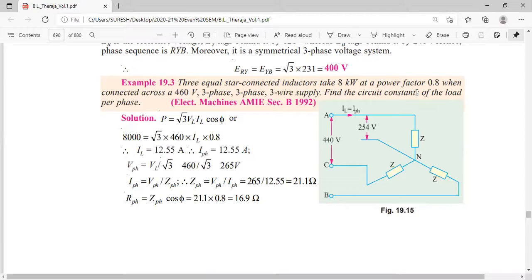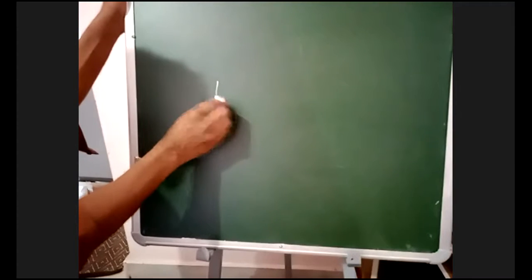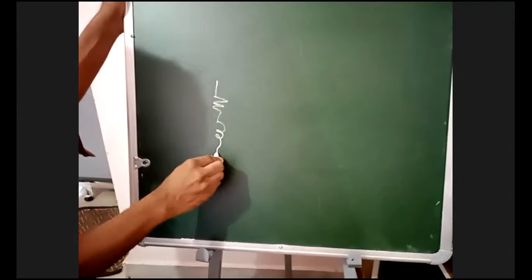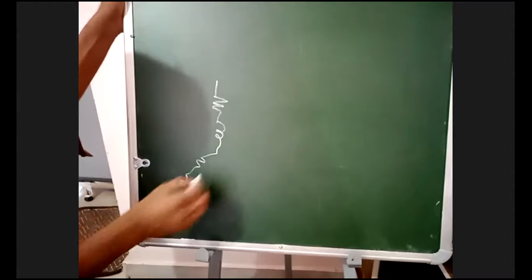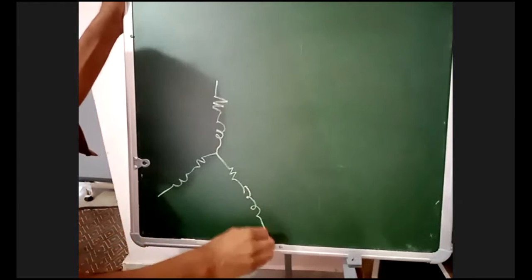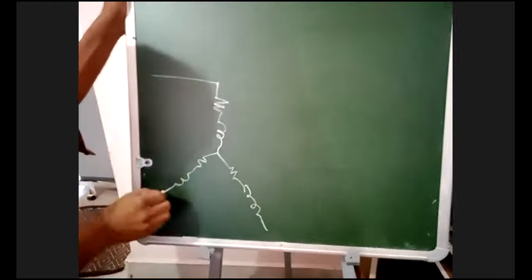Completed. Okay. Read the problem. 3 equal star connected inductors. An inductor contains not only inductance, it is not pure inductance. What does it contain? Resistance. It is not the pure inductance. Some resistance is also included inside the coil.